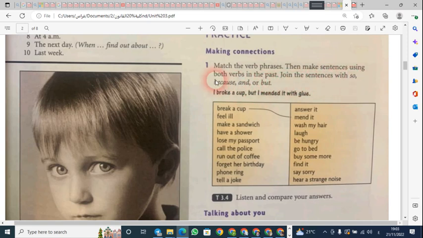لا يمكن أن نقول مثلا because. We cannot say I broke a cup because I mended with glue. And so on for the rest.